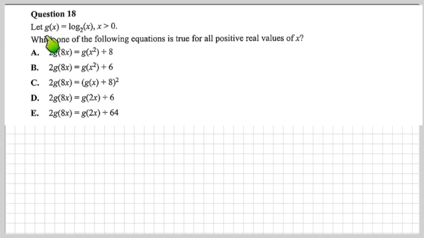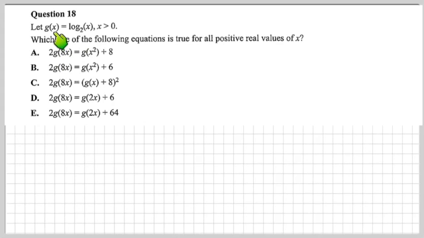Question 18. Right. So g of x equals the log of x base 2. X has to be greater than 0. Which one of the following equations is true for all positive real values of x? Alright, well come on, let's grit our teeth and do this, guys. It looks pretty awful. Just cast your eye down here. Look, the left-hand side of all these options is the same. So that's got to be our clue, guys. That's what we've got to use to try and get to the correct answer for all of these 5 options.